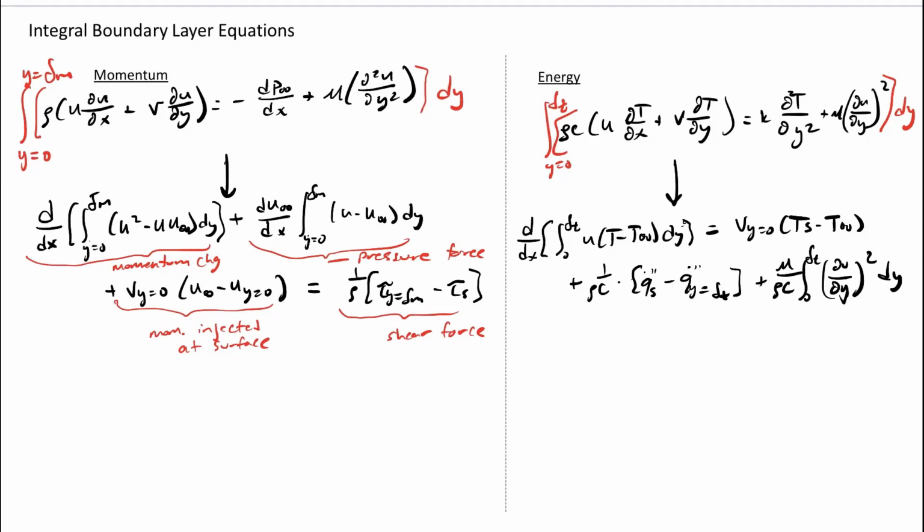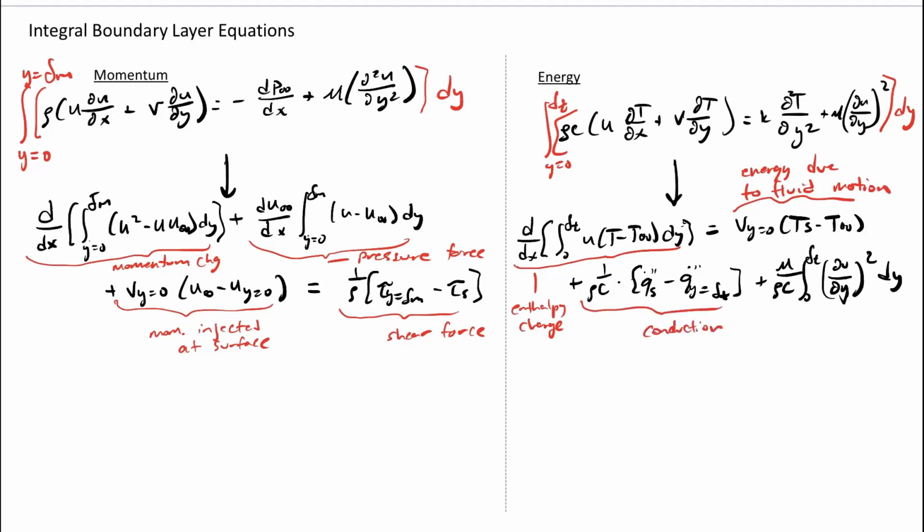Let's write some of these out. This first one here is enthalpy change. This second one here is energy due to fluid motion. The third one, which is the one we gave, is conduction. And the last one here would be viscous dissipation.